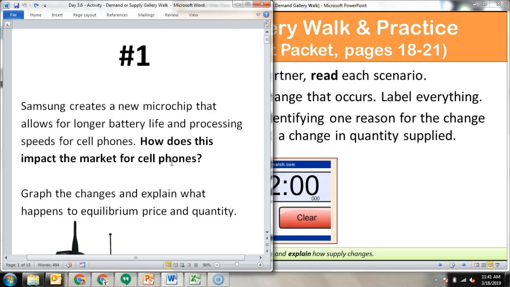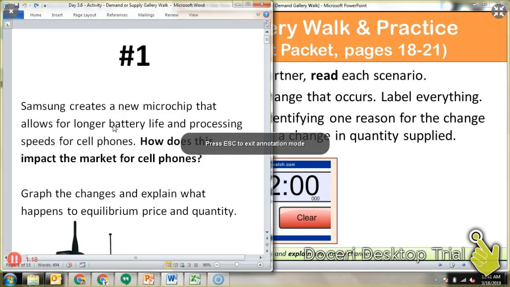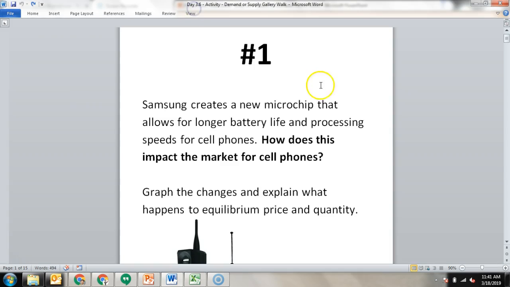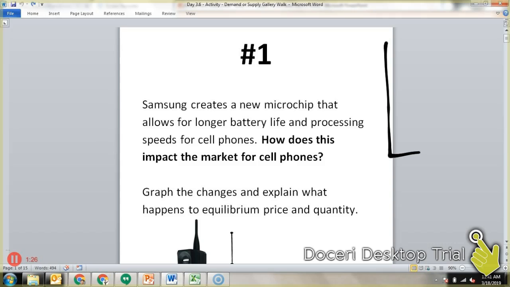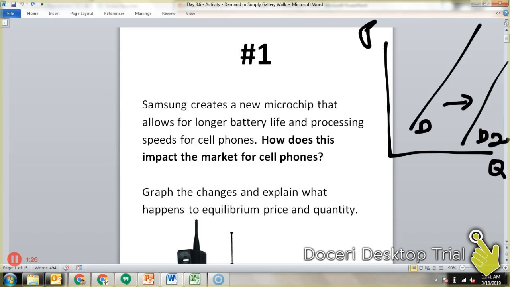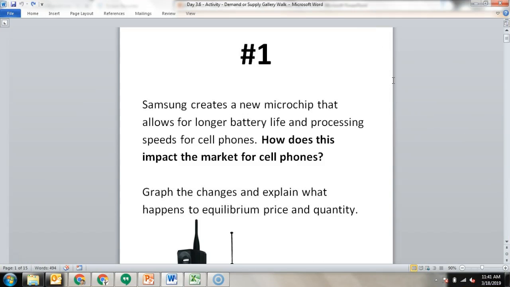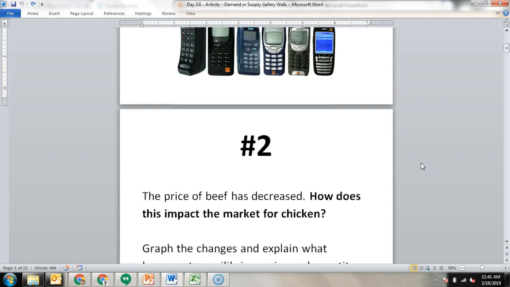All right, so let's take a look at the answers together here. Samsung creates a new microchip that allows for longer battery life and processing. That would be a demand increase. And the reason I would say is I would do a P, Q, D1, looks like that, D2. And the reason is the taste and preferences. People prefer a battery that has a longer life. There you go.